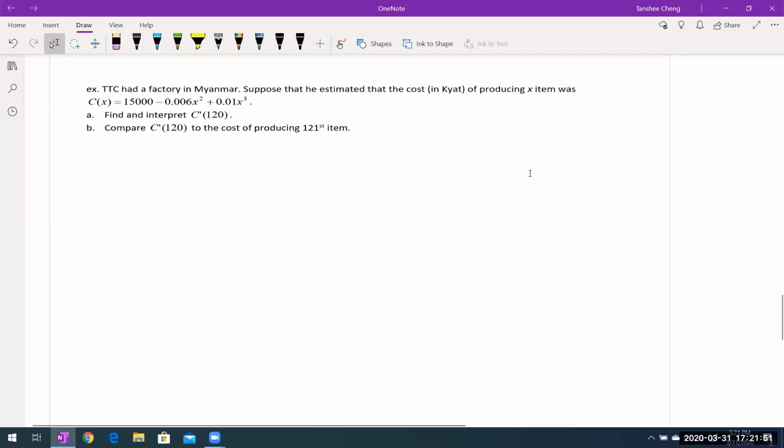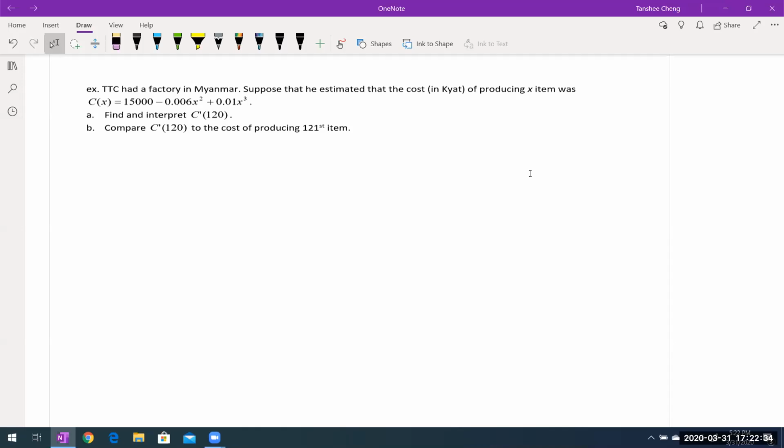So for this particular problem, it's telling you that TTC has a factory in Myanmar. Suppose that he estimates the cost in kyat of operating X items is given by this function. C of X is equal to 15,000 minus 0.006 X to the second power plus 0.01 X to the third power. So now the first question is asking you, find the derivative of the cost function evaluating at the 120th item producing. What is that value? And then also interpret it, what does that mean?